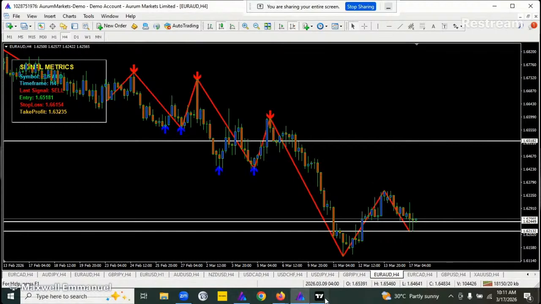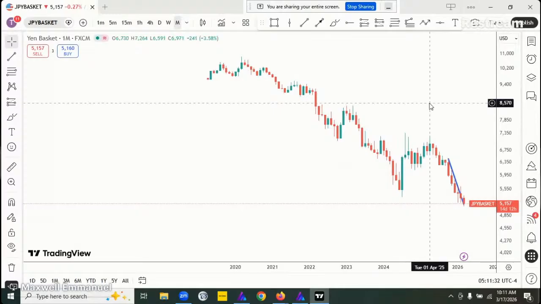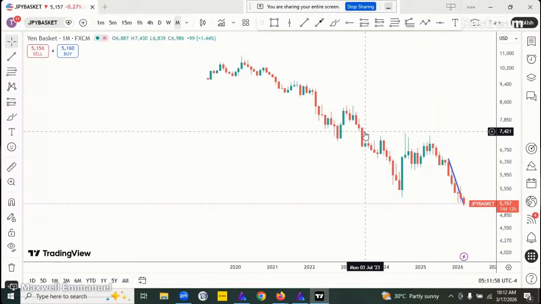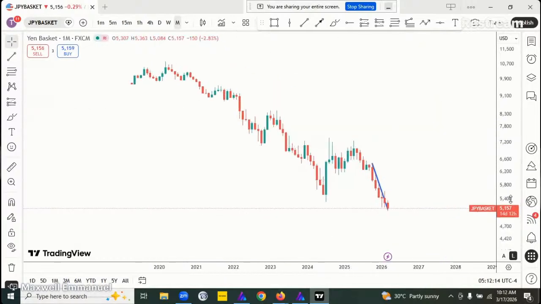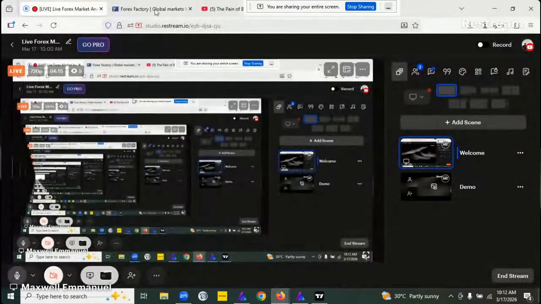Okay. Let's see, TradingView is up. So let's start by looking at the yen basket. Let's start by looking at the calendar for today.